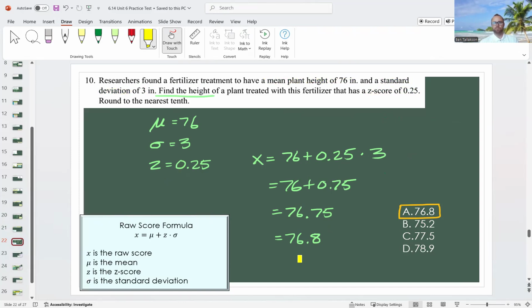Okay. So pretty close to average, right? Just a little bit above average. And that makes sense, right? A 0.25 z-score is just barely above 0, where the mean would be.